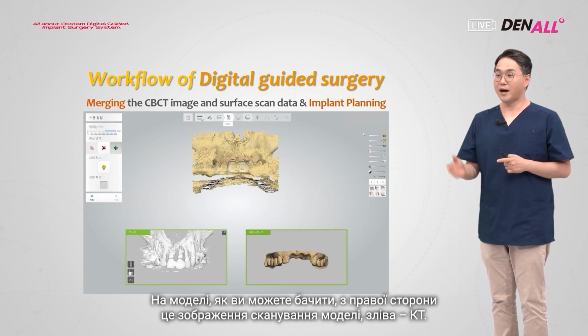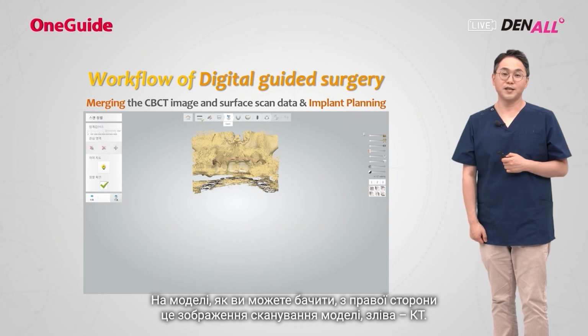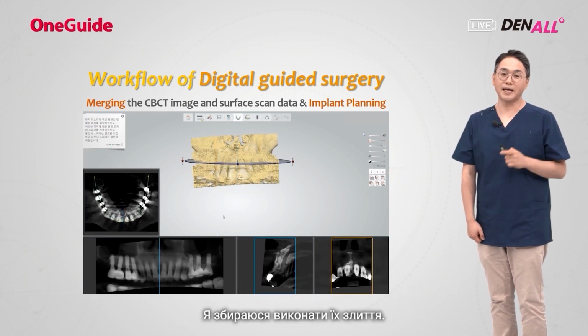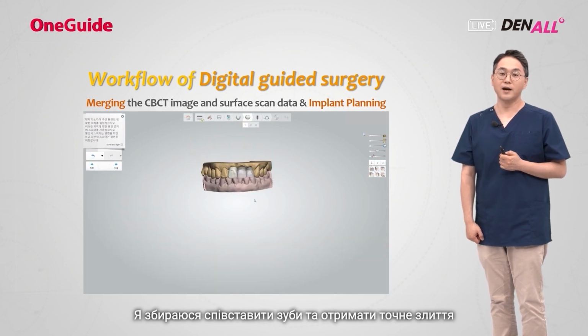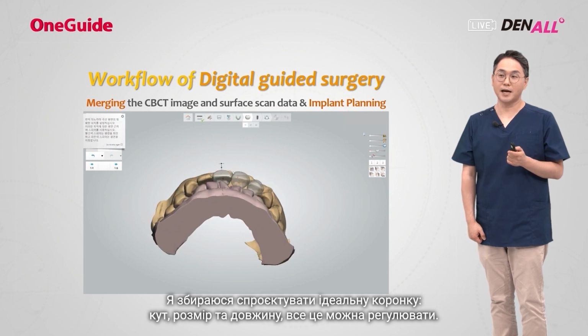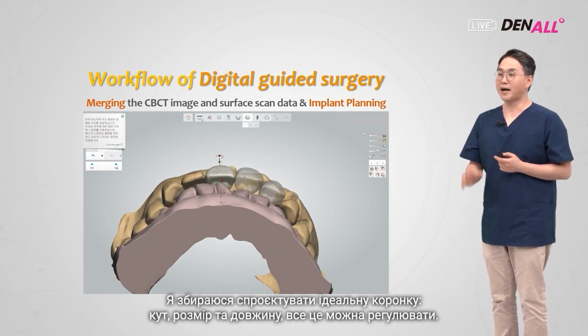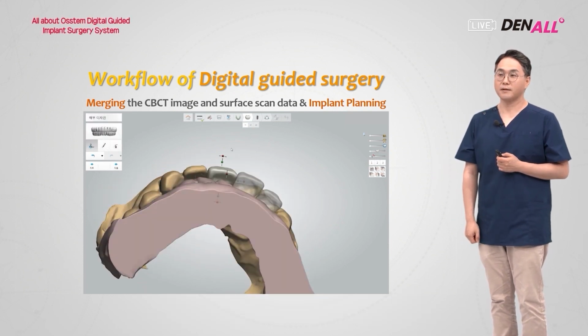On the model, as you can see, on the right is the model scan image, and on the left is the CT. I'm going to merge them. I'm going to superimpose the teeth to get accurate merging with the model scanned image. I'm going to design the ideal crown. Angle, size, and length can all be adjusted.